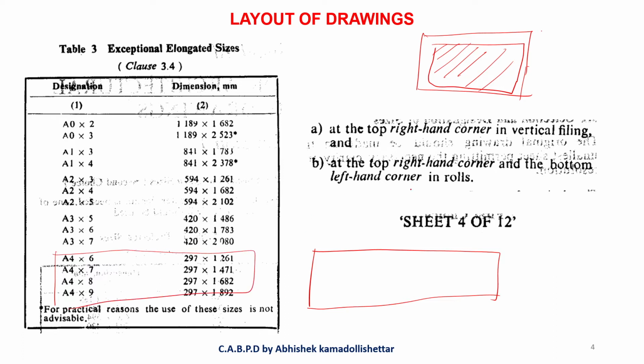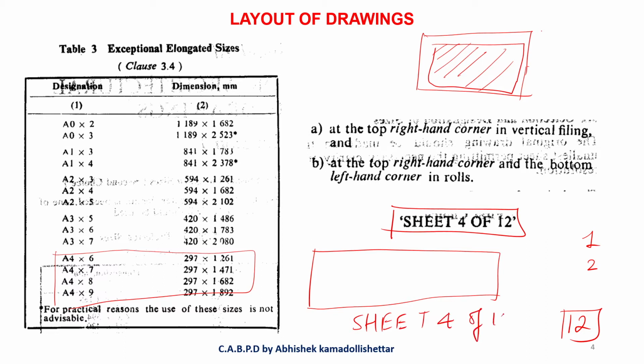So one thing you should remember. Apart from that, sheet. Just see here, sheet 4 of 12. Whenever you want to mention, suppose there are 12 sheets in your drawing, the designation, the naming should be given. It should not be given simply as 1, 2, 3. It should be given completely with information stating sheet 4 of 12. It should inform that there are 12 sheets, and that we are looking into the 4th sheet.